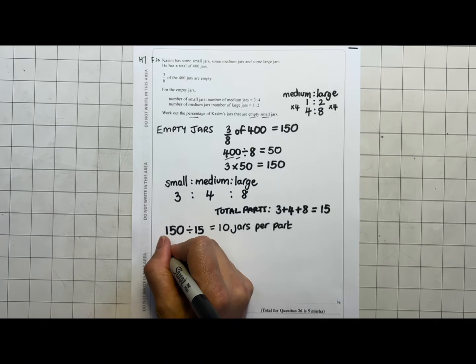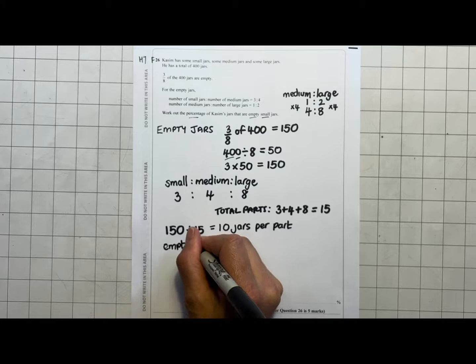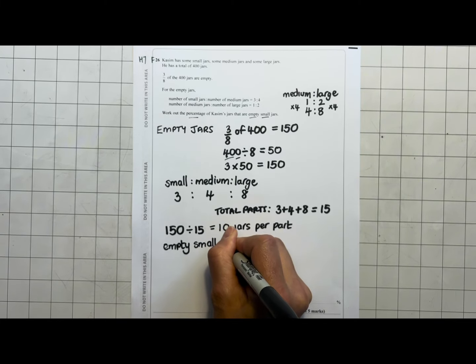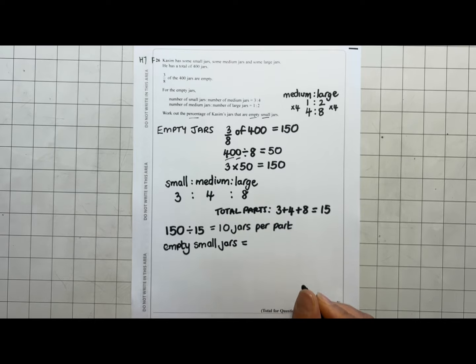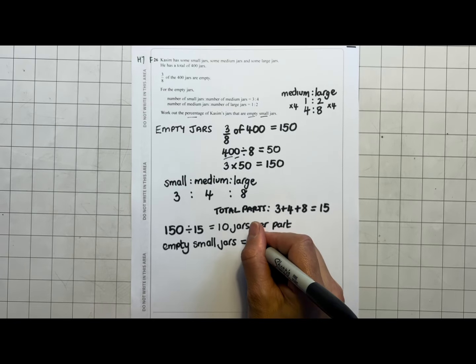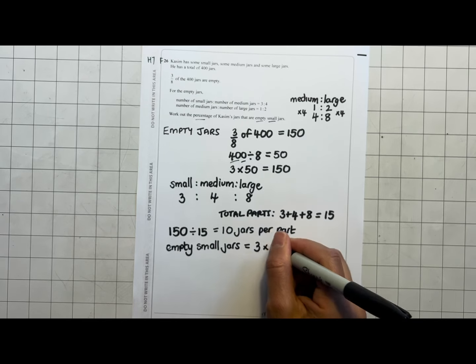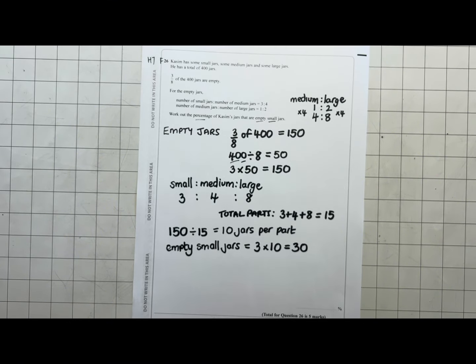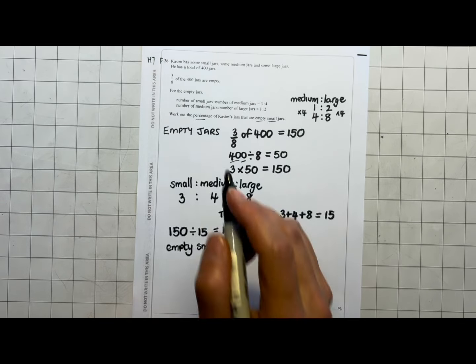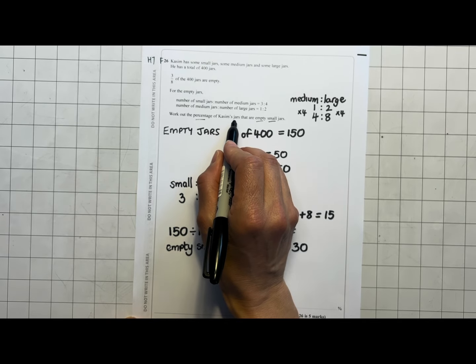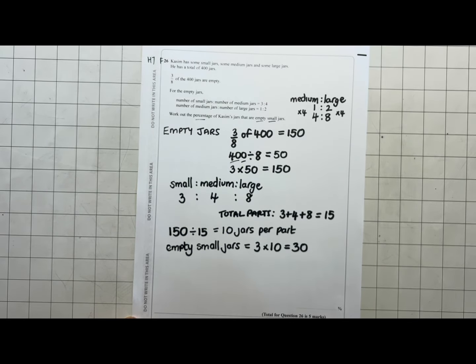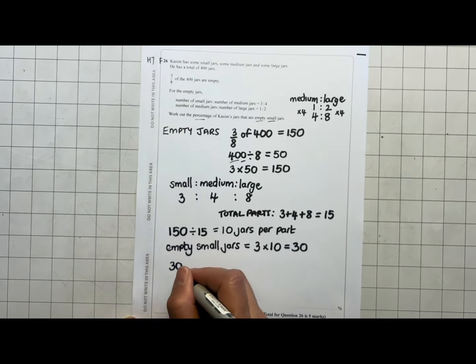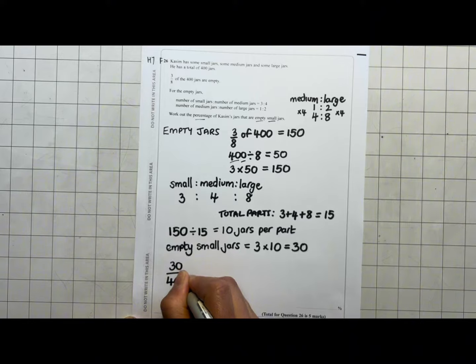So to find out how many empty small jars there are, we can see that there are 3 parts and each part has 10 jars. So there are 30 empty small jars. We need to work out the percentage of Kasim's jars that are empty small jars. And so we can see there are 30 empty small jars out of a total of 400 jars.